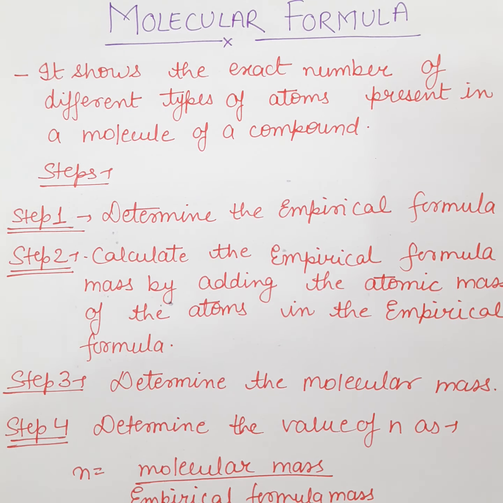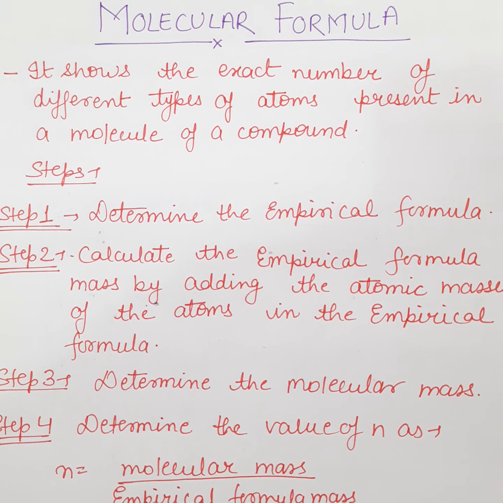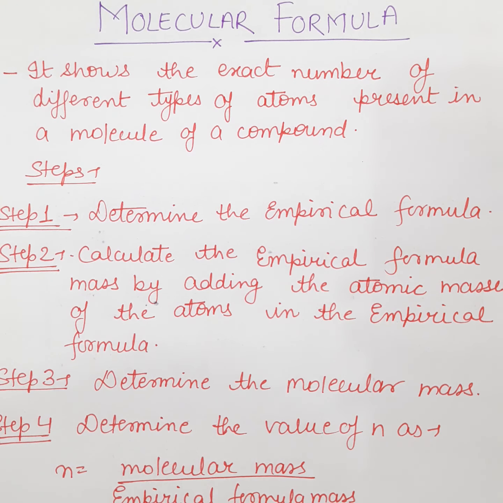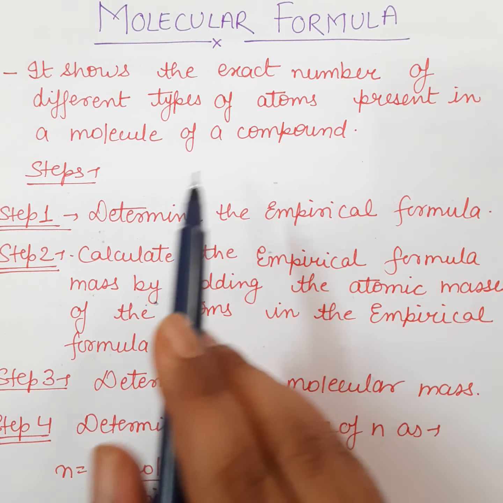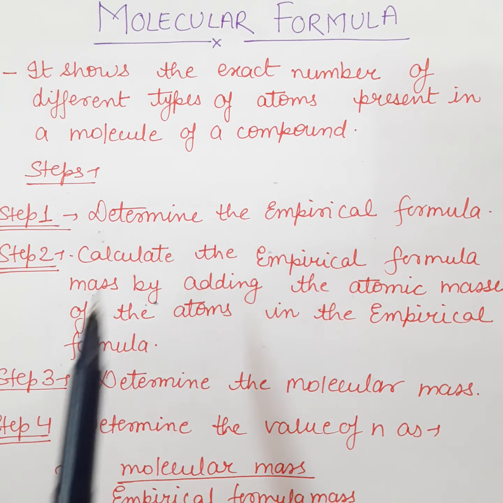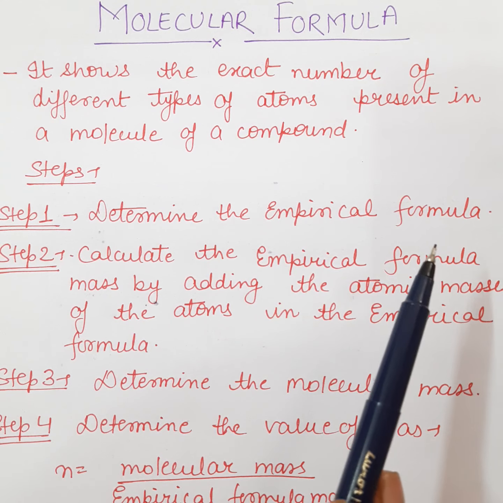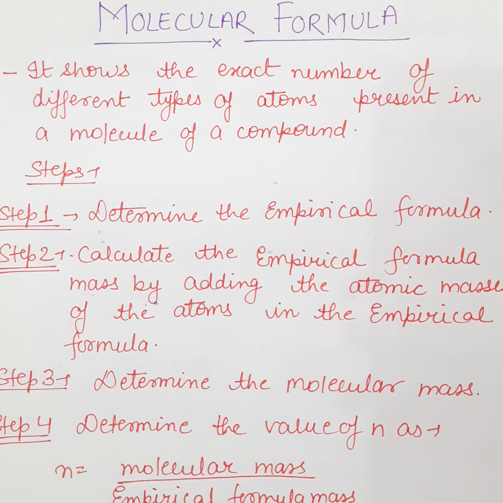Now the next is molecular formula. It shows the exact number of different types of atoms present in a molecule of a compound. What are the steps to calculate the molecular formula, students? Step number 1, determine the empirical formula. First of all you have to calculate the empirical formula, as I explained a little while ago how to calculate the empirical formula.